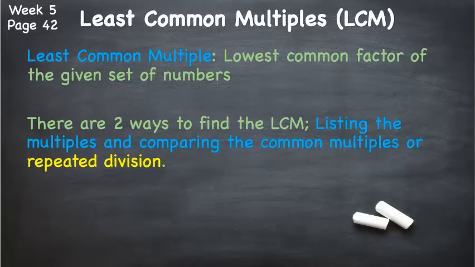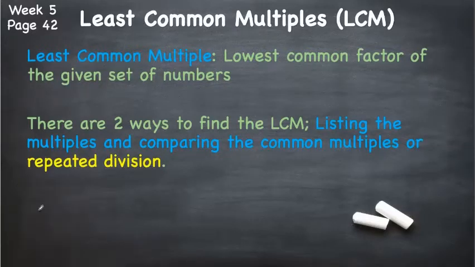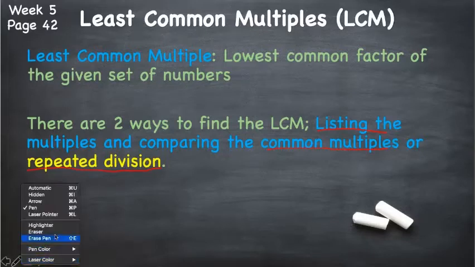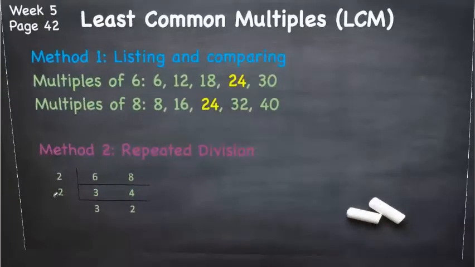Now, there are two ways to find the LCM, right? We have listing the multiples and comparing them. We list the multiples and we compare the common multiples. And then we also have repeated division, or the cake method. I'm sure every one of you is aware of the cake method. Okay, it's my favorite. All right, let's continue on to our next slide.